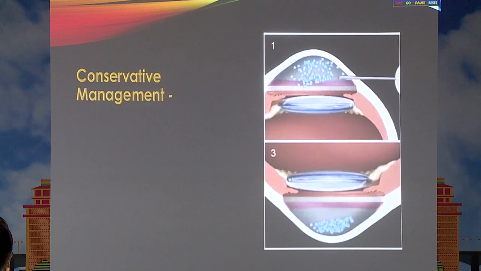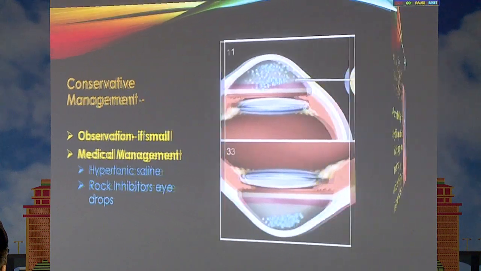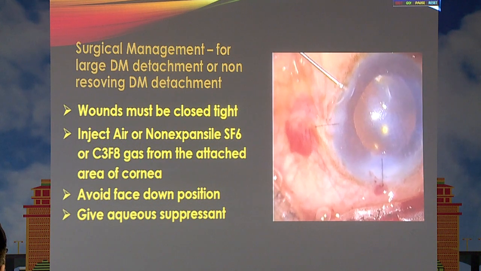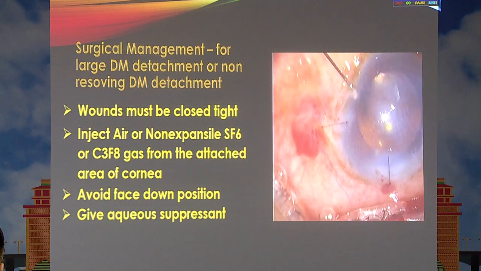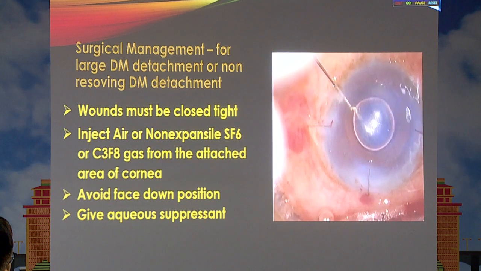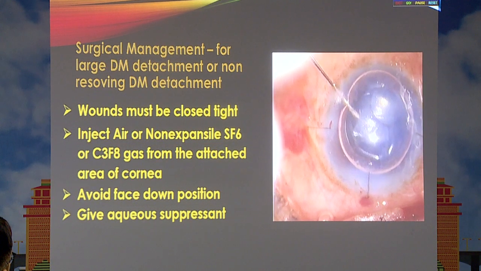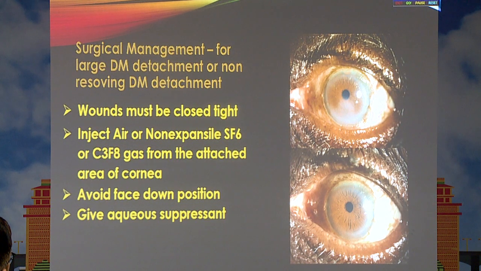So management, it is mostly conservative because most of the detachments are small and limited to the wound area. So you can just observe, or you can give hypertonic saline, ROCK inhibitors. That would help. If the detachment is bigger and it does not resolve over a period of a week or 2 weeks, then the wound must be closed. Air or a non-expansile SF6 gas, which is about 15 to 20%, should be injected, and avoid face down position. The patient must be told to remain supine, not prone. Give aqueous suppressants. Over a period of time, the DM attaches and the cornea clears.